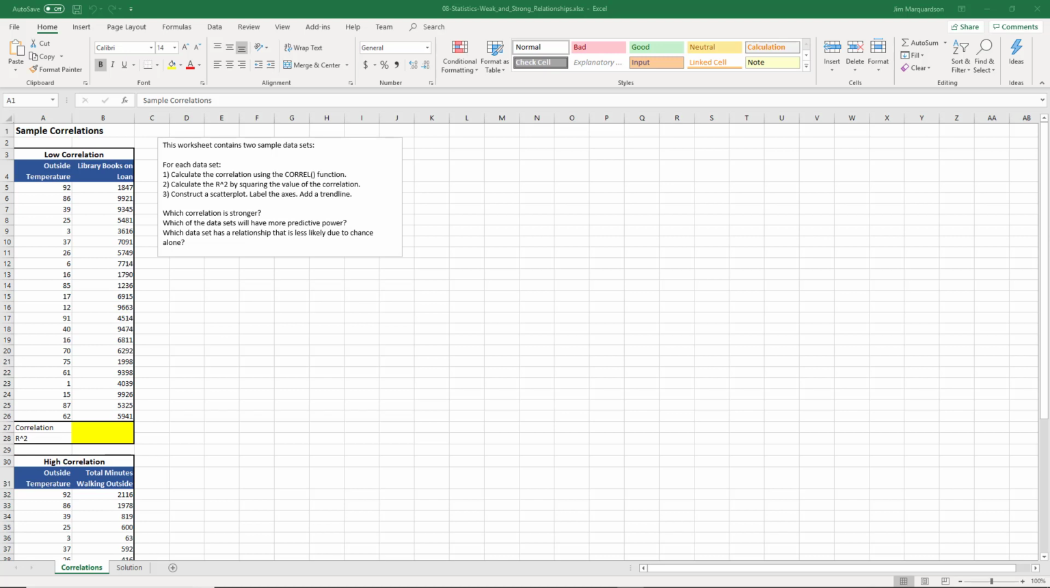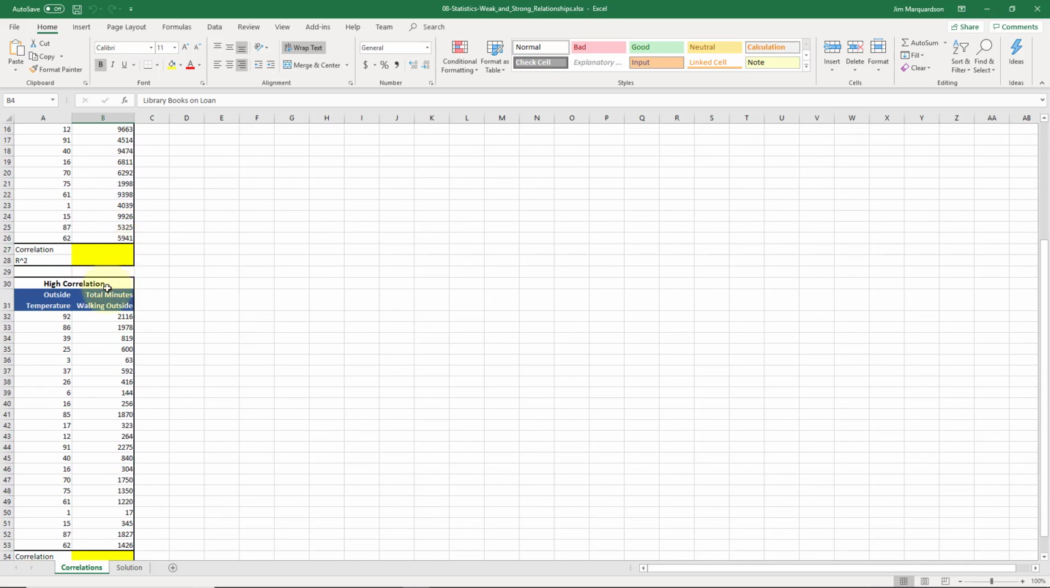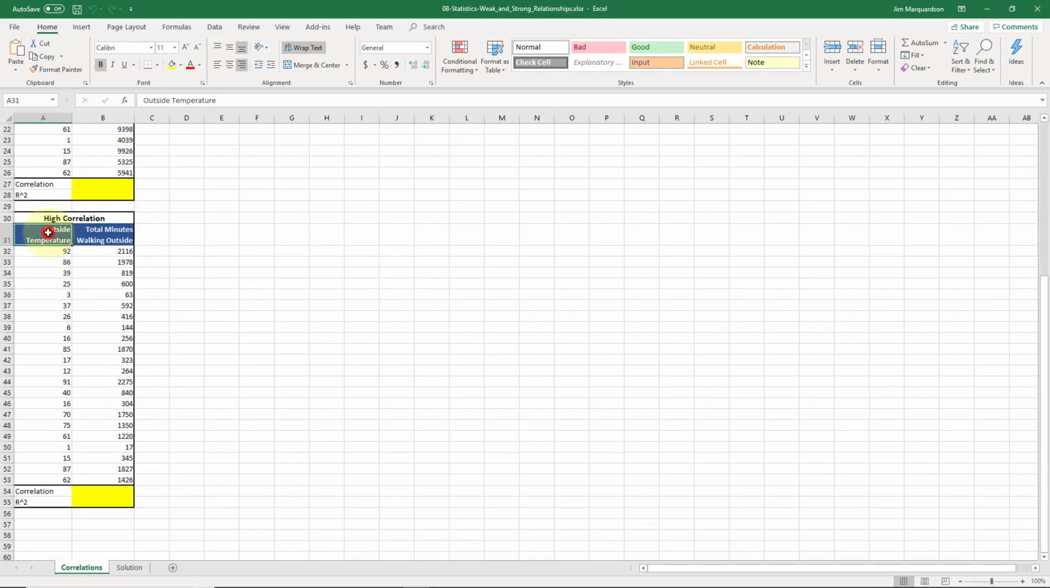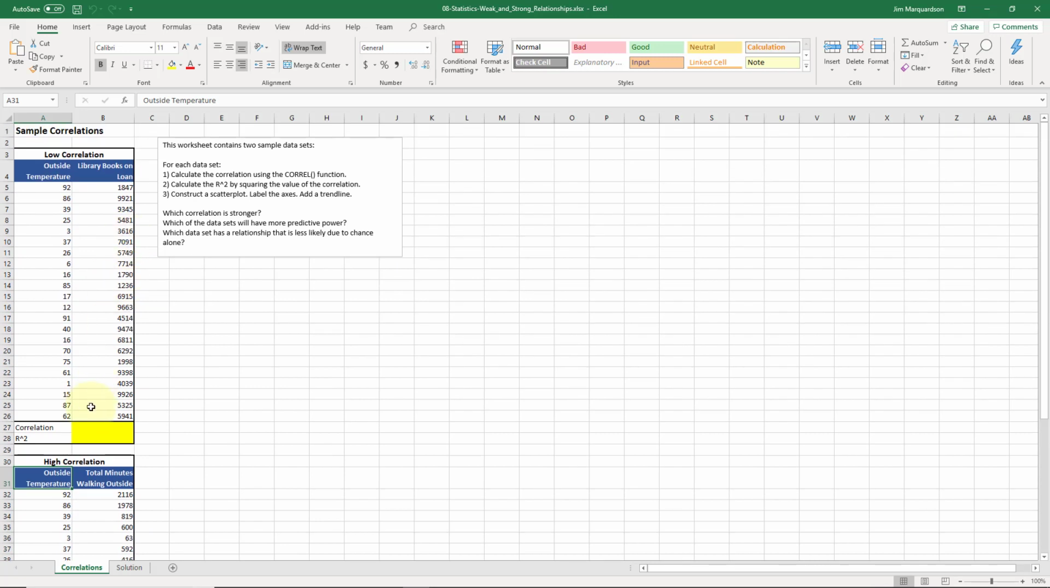Here we've got two data sets. One data set, we have outside temperature predicting, or trying to predict, the number of library books on loan at a public library. And here we've got potentially a high correlation where we've got outside temperature predicting the total minutes walking outside. So let's use the CORREL function, equals CORREL, to find the correlation between two variables.